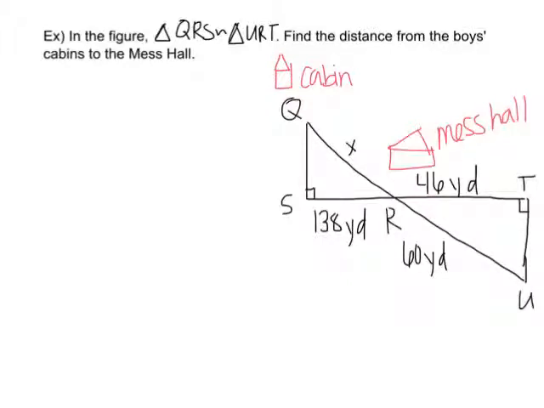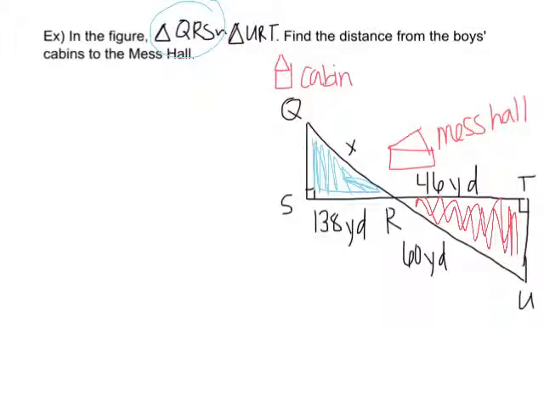So I'm just going to color in a light blue what triangle QRS is. So here's triangle QRS. And I'm also going to color in red triangle URT. And I'm going to follow the same procedure as I did on my last one.